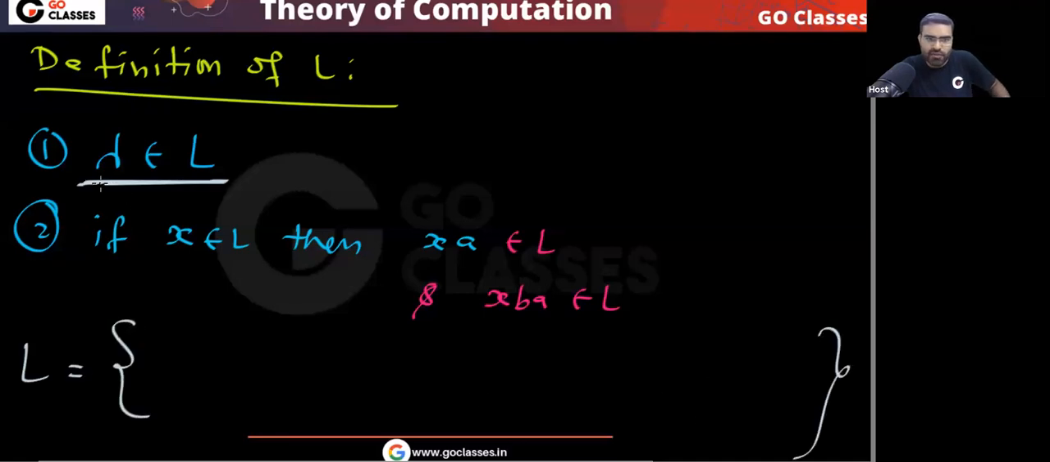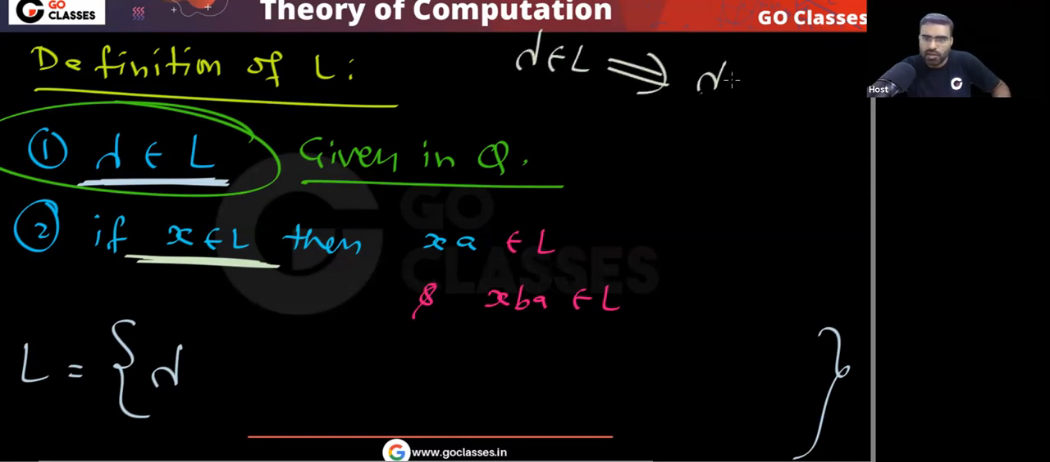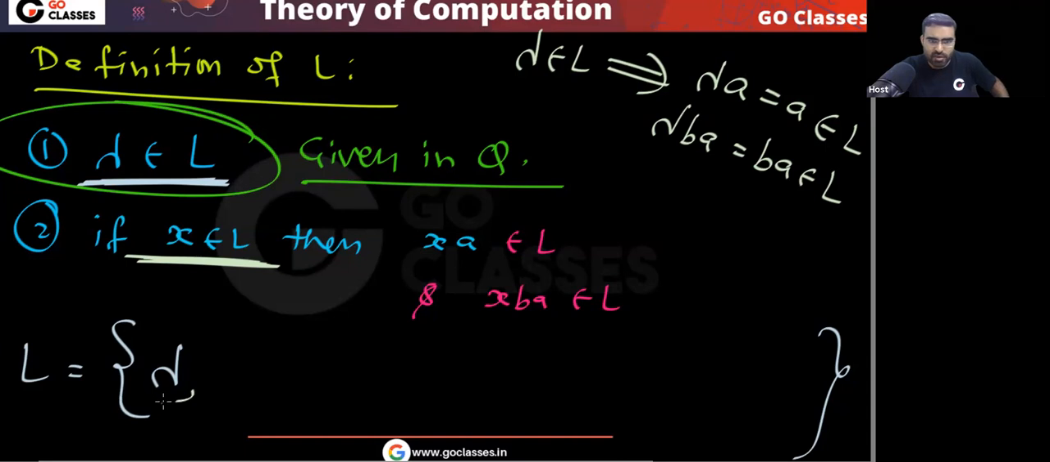Remember, in this L you already have the empty string. This is given in the question. And then the question is saying that if X belongs to L, then XA will also belong to L. See, the empty string belongs to L. So the empty string followed by A, which is the same as A, also belongs to L. The empty string followed by BA, which is the same as BA, also belongs to L. Because of this empty string, A will come and BA will come.